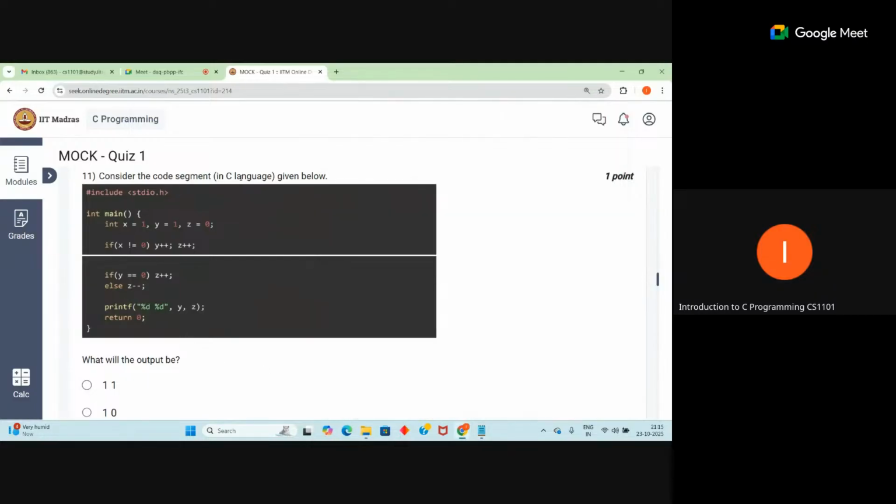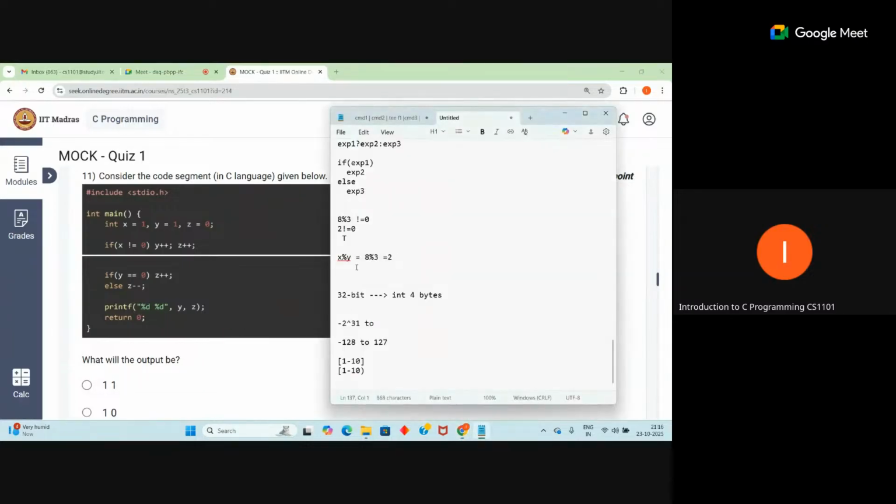Consider the code segment in C language given below. X value is 1, Y value is 1, Z value is 0. If X not equal to 0, Y plus plus, Z plus plus. If Y equal to 0, Z plus plus, else Z minus minus. Printf Y, Z values. Now we'll evaluate.